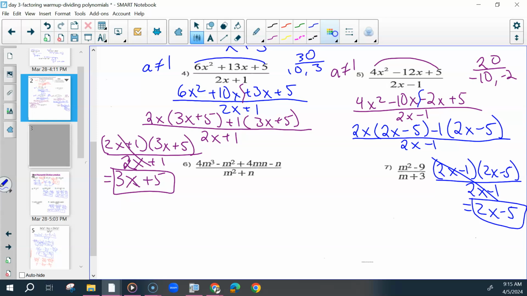Alright. In number 6, we have 4 terms. How would we factor that? Yes, what is the name of this type of factor? That's a trinomial. Do we have to know the name? No, but we just talked about it. I was trying to see if you guys were paying attention.